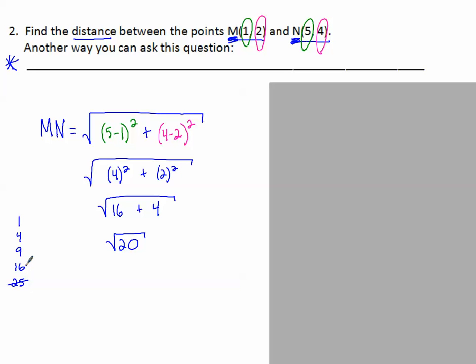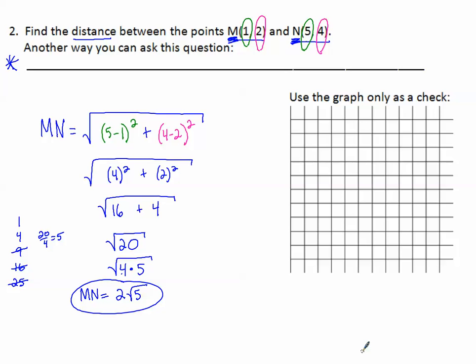Does 16 divide evenly into 20? No. Does 9 divide evenly into 20? No. Does 4 divide evenly into 20? Yes. 20 divided by 4 is 5. So I'm going to rewrite this as square root of the perfect square 4 times 5. Square root of 4 is 2 with a 5 left over. So here's my best answer, MN equals 2 square roots of 5.